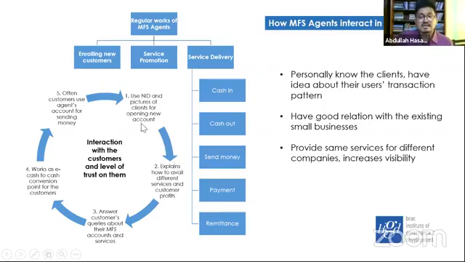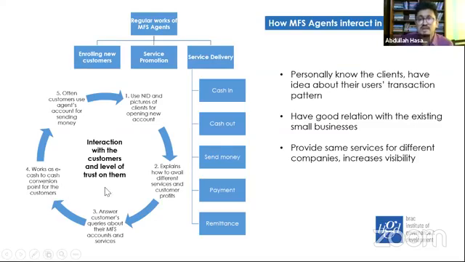They use NID cards and pictures of the clients for opening new accounts. They also explain how to avail different services to the customer and how customers can profit from them. They answer customers' queries about MFS, services, and their accounts. Also, they work as a cash to e-cash conversion point.